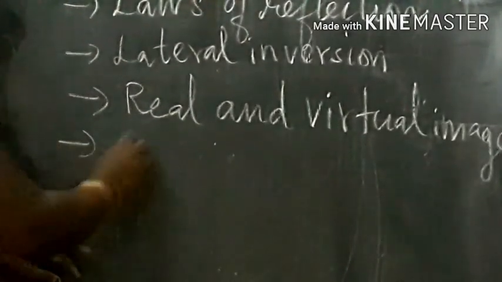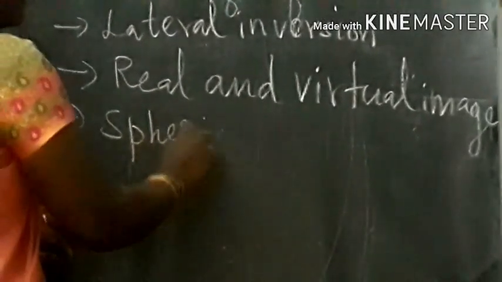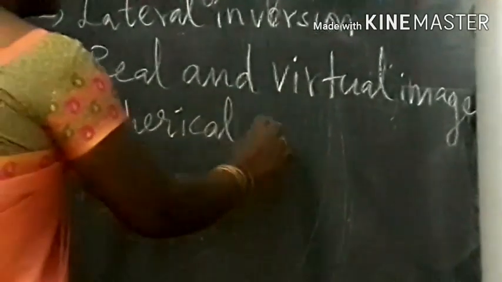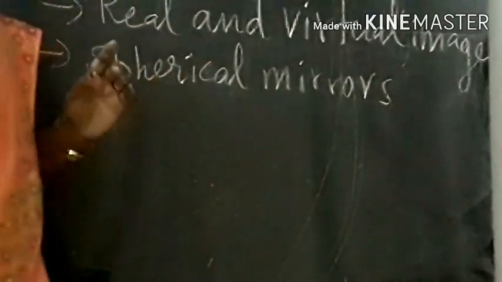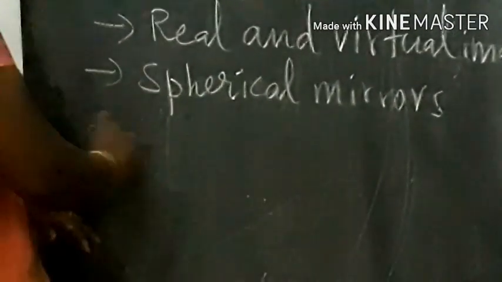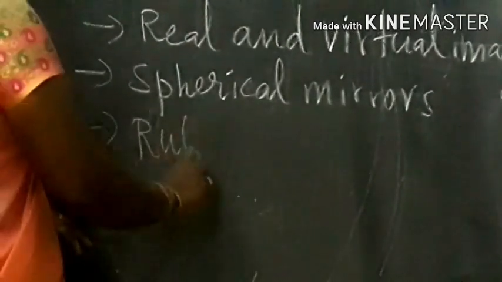And the next we have learnt about spherical mirrors. There are two types of spherical mirrors, concave mirror and convex mirror. And also we have learnt the rules for the construction of image in a spherical mirror.